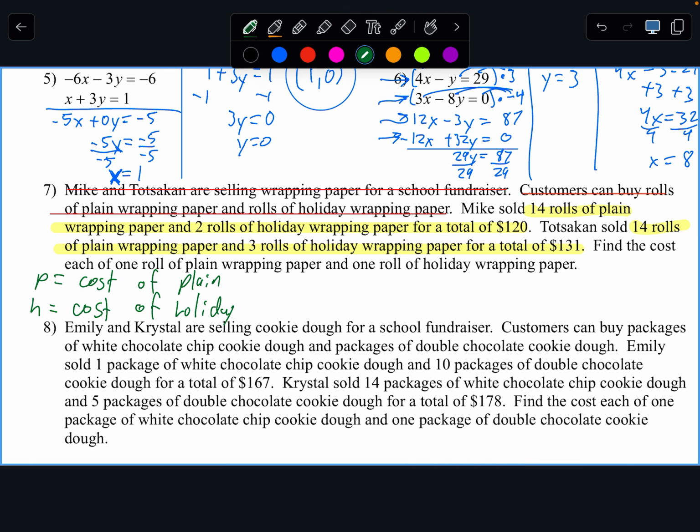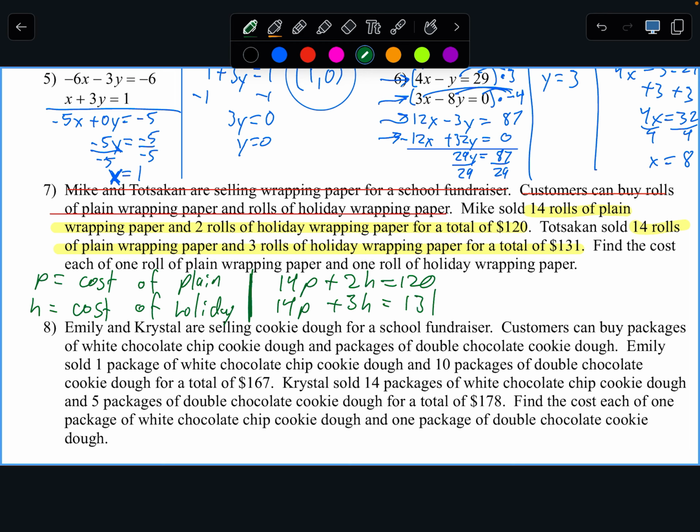So, knowing this, we have 14 rolls of plain, so that's 14p, and "and" means plus, 2 rolls of holiday, that's 2h, for a total of 120 equals 120. That sentence just spells out what our equation is. The next equation is 14 rolls of plain plus 3 rolls of holiday for $131.